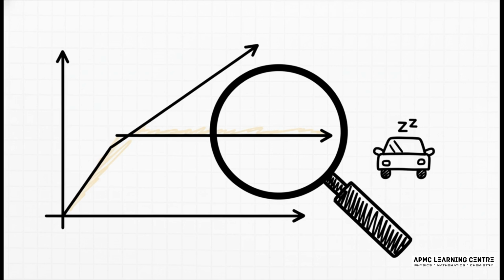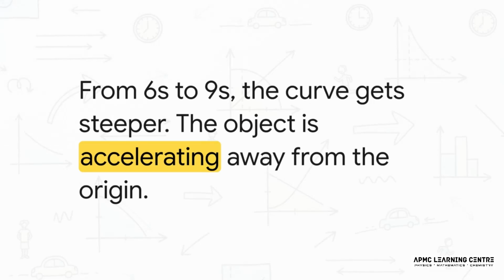Okay, what happens next? From 2 seconds to 6 seconds, look at that line. It's completely flat. We already know what that means, right? The gradient is 0, so the velocity is 0. Its position isn't changing at all. It's just holding steady at 4 meters from the start. The object has just stopped. It's taking a break.